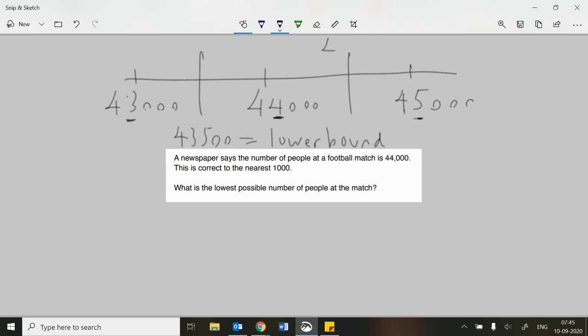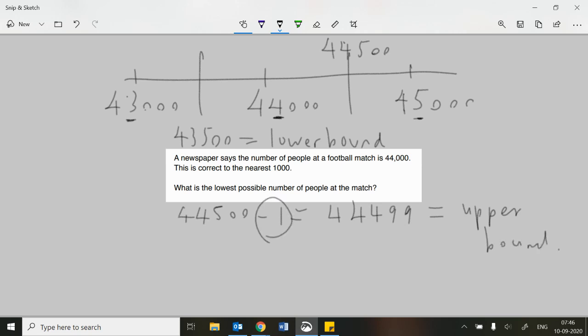And then the other halfway point, 44,500, would round up to the next place, but we need to take 1 off that to get the upper bound. So 44,500 take away 1 is going to give us 44,499, and that's going to be our upper bound. Now, this technique of taking away 1 is only necessary when we're talking about whole numbers of things.